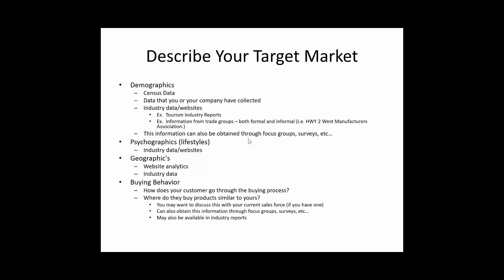Again, any of this info can be obtained through primary research, such as focus group surveys, etc. You also want to understand the lifestyle of your consumer. Again, this is going to be in a lot of that industry data or those trade websites or trade data. It could also just be something you know or something you've observed in your own business, so you can use that. You could try to find out where the people who are buying your product live.